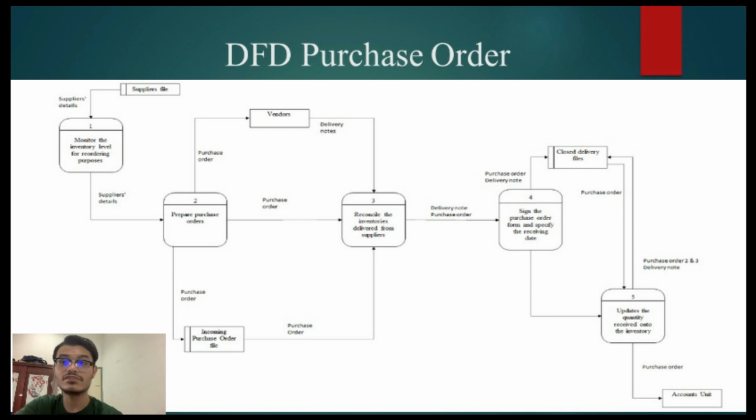After that, delivery notes and purchase order will also be used for the next process, which is signing the purchase order form and specifying the receiving date. The 2 documents will be filed in closed delivery files and sent for the last process to update the quantity received onto the inventory. From there, the original purchase order will be sent to account units of the company, while the second and third copies of purchase order attached with delivery note will be filed in the closed delivery files.